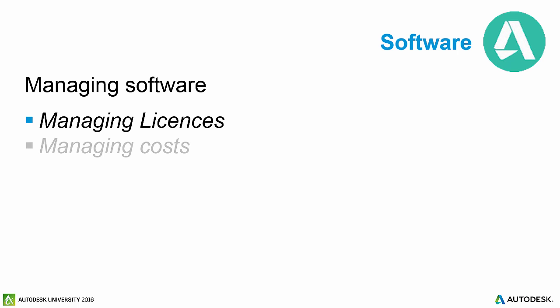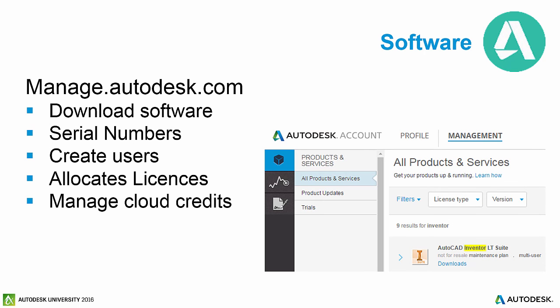They will be rental. So as CAD managers, your new license management tool is the subscription center, the Autodesk subscription center, which you will find by typing in manage.autodesk.com into your browser, and it will take you to this page. As the license administrator for your company, you can use this portal to download the software, find out what your serial numbers are. You can create users, right? This is an important step.